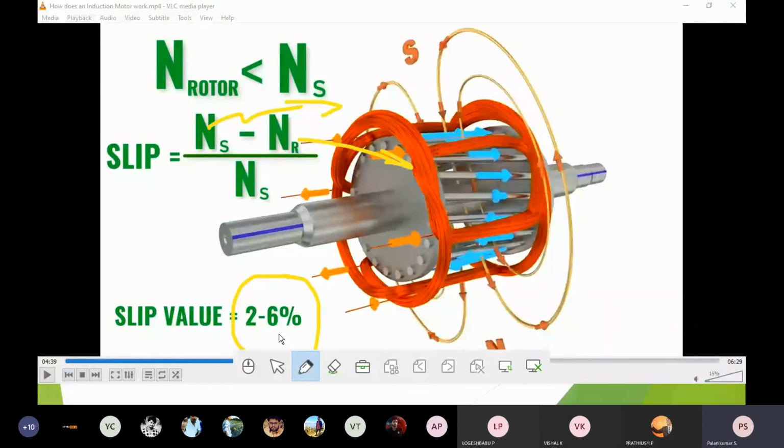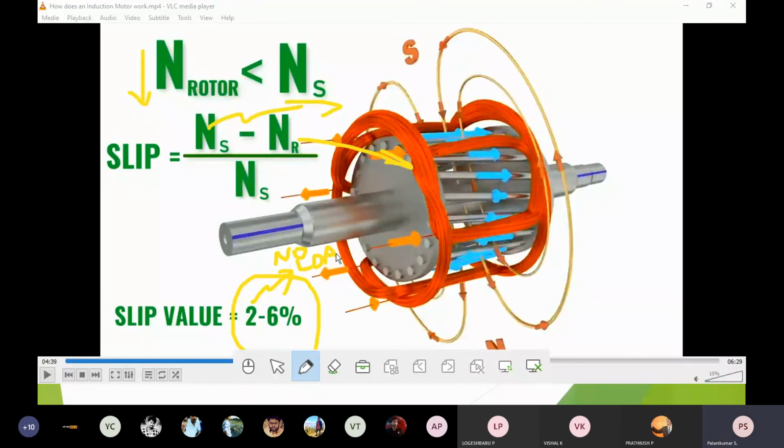So 2 to 6 percent without any load. If you load the motor, automatically the rotor speed becomes very much lower because of the load, so the slip may increase. So this 2 percent we can assume as the no-load slip percentage.